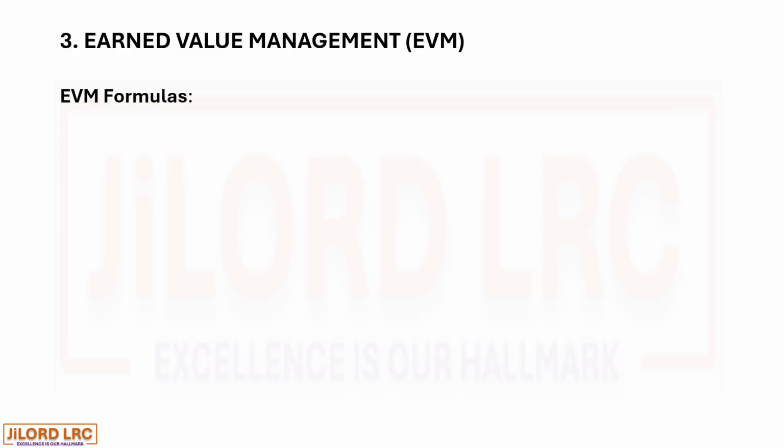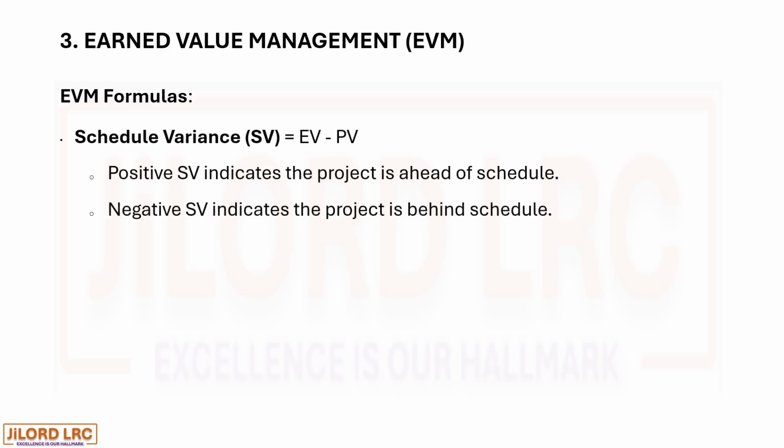Earned value management formulas. Schedule variance, SV, equals EV minus PV, or earned value minus planned value. A positive SV indicates the project is ahead of schedule. A negative SV indicates the project is behind schedule.